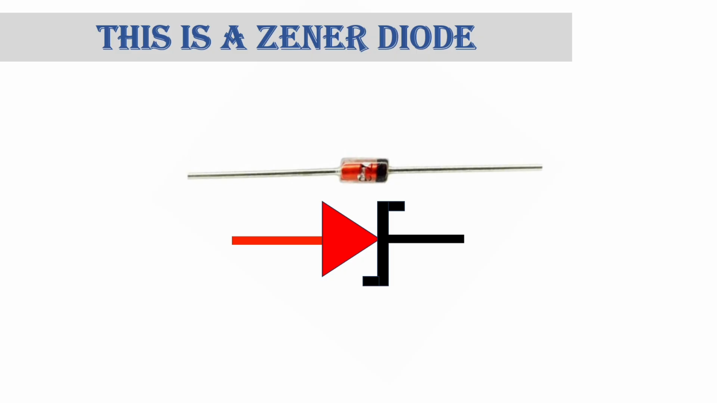This is a Zener diode. It is a type of diode that allows small current in both directions. The arrows at the vertical line indicate reverse current flow.